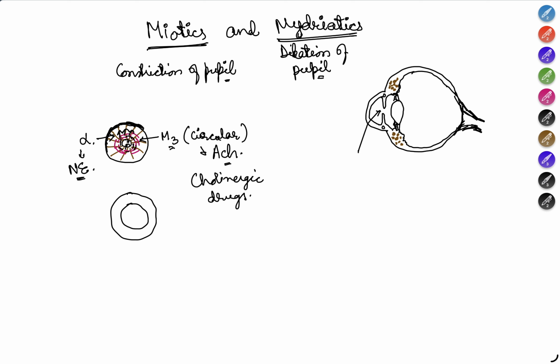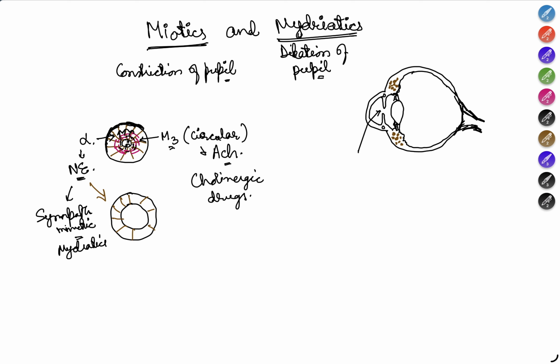This will be the new situation when the radial muscle is contracted. That is the effect of norepinephrine or norepinephrine-like drugs. They will lead to mydriasis. All right. So the sympathomimetic drugs, norepinephrine-like drugs, will be acting like Mydriatics. I hope this is clear.